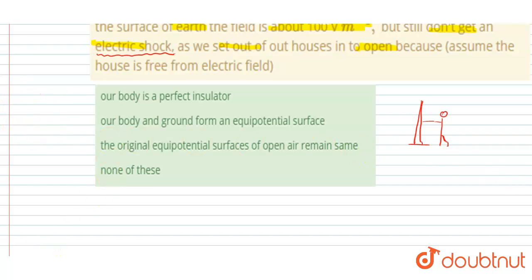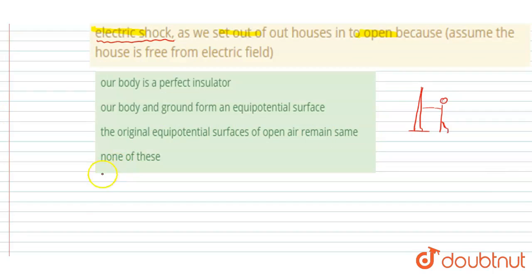So in the sense, there needs to be a potential difference for shock. A non-zero potential difference is required for shock to happen, right?